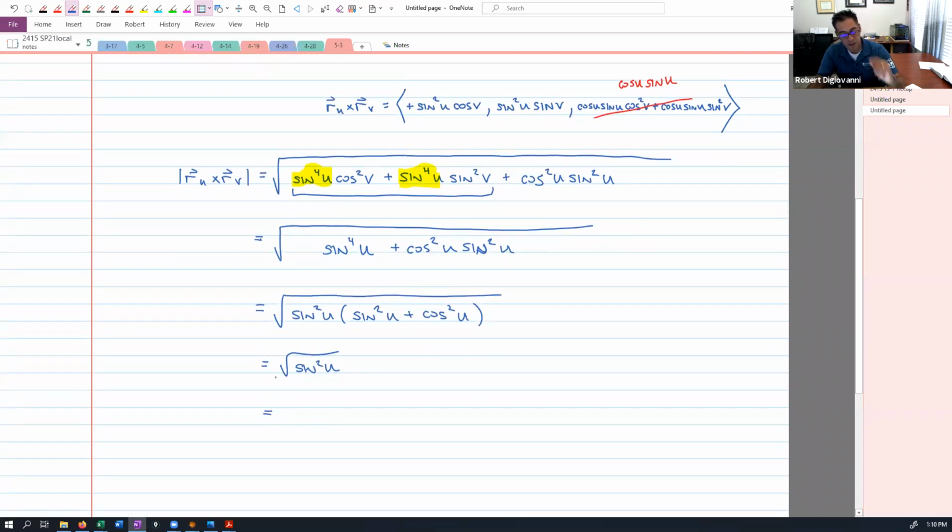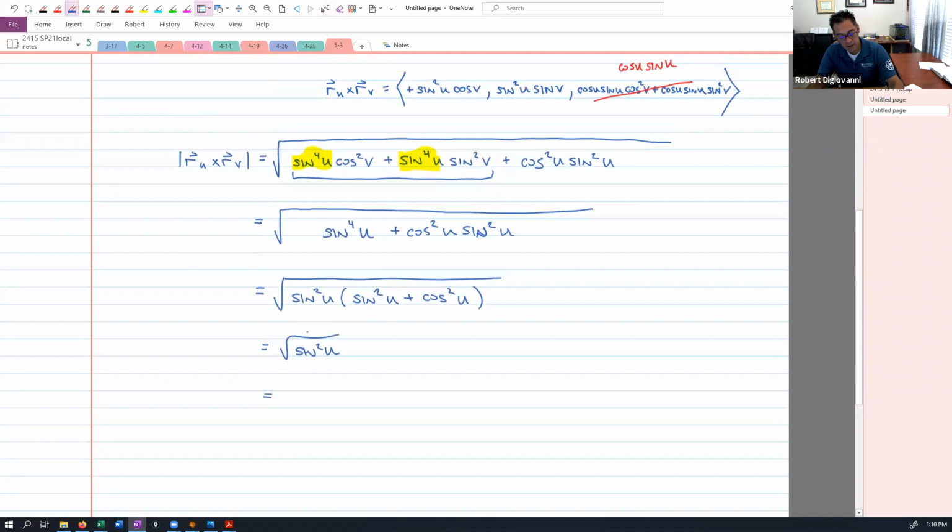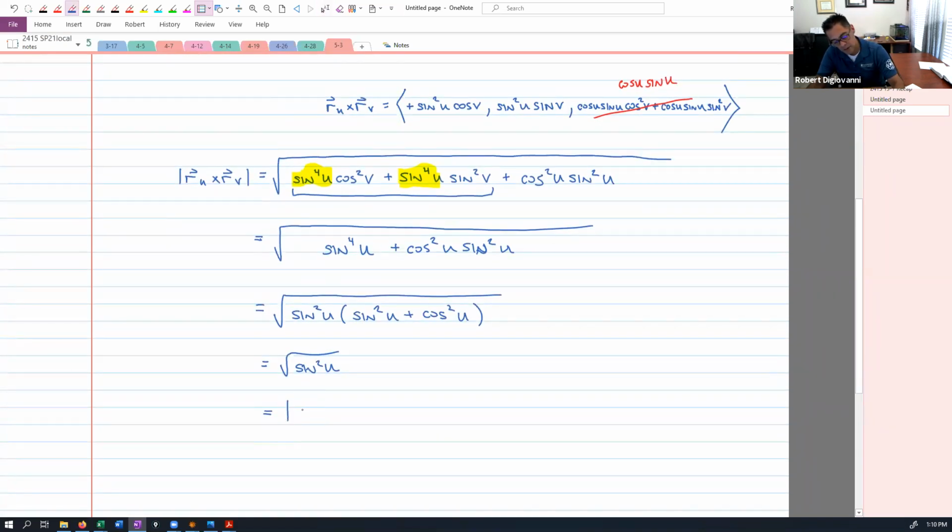which is technically, and I had a conversation with one of your classmates about this, the absolute value of sine of u. Anytime you take the square root of x squared, most of the time it's x, but technically it's the absolute value of x. It's only x if you can promise me that x is greater than 0. If you can't, then the answer is the absolute value. So this technically should be the absolute value of sine of u.